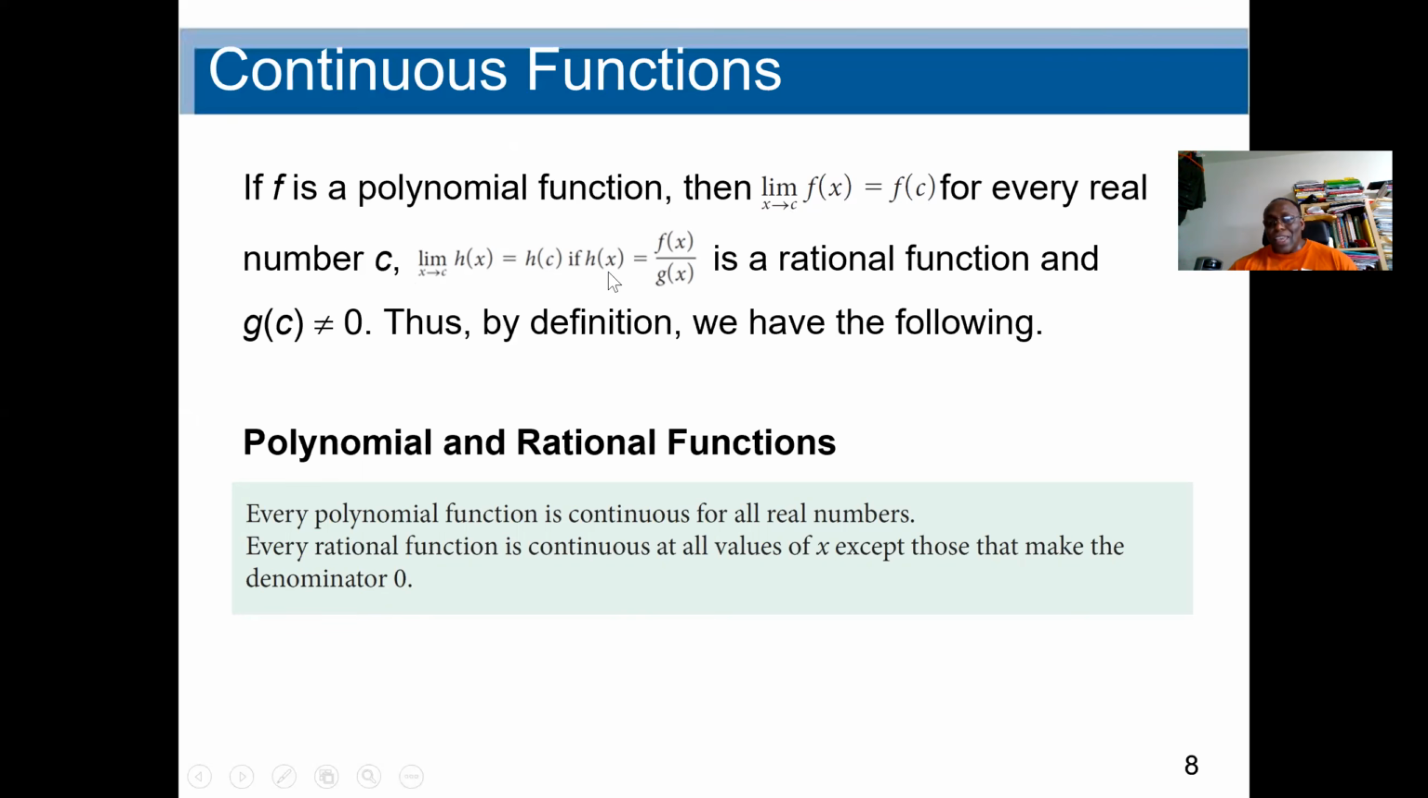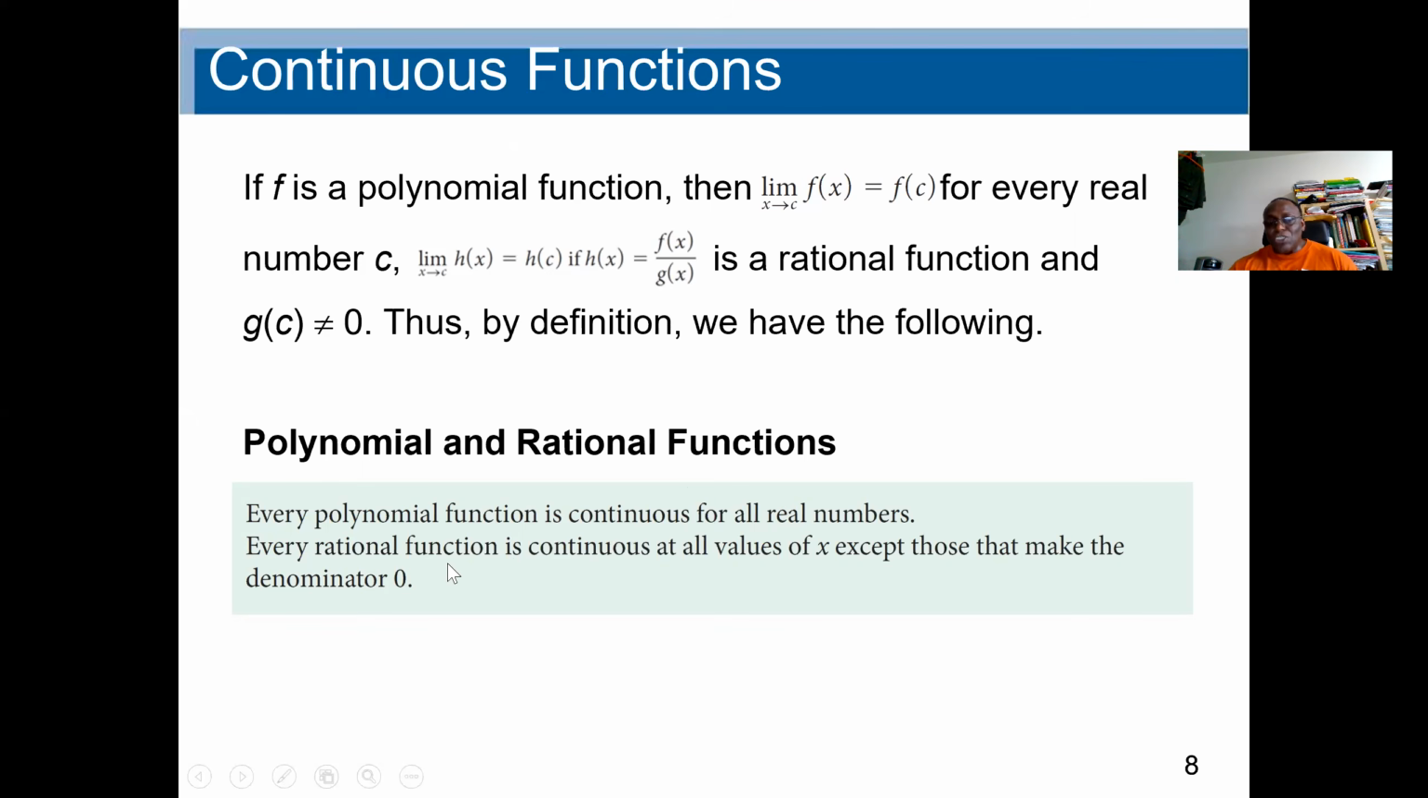And if h at x is equal to f at x over g at x, we call this a rational function. And this will only exist when what? The denominator, which is g at x, is not equal to 0. We studied this rule also in lecture number 1. So by definition, we say every polynomial function is continuous for all real numbers.